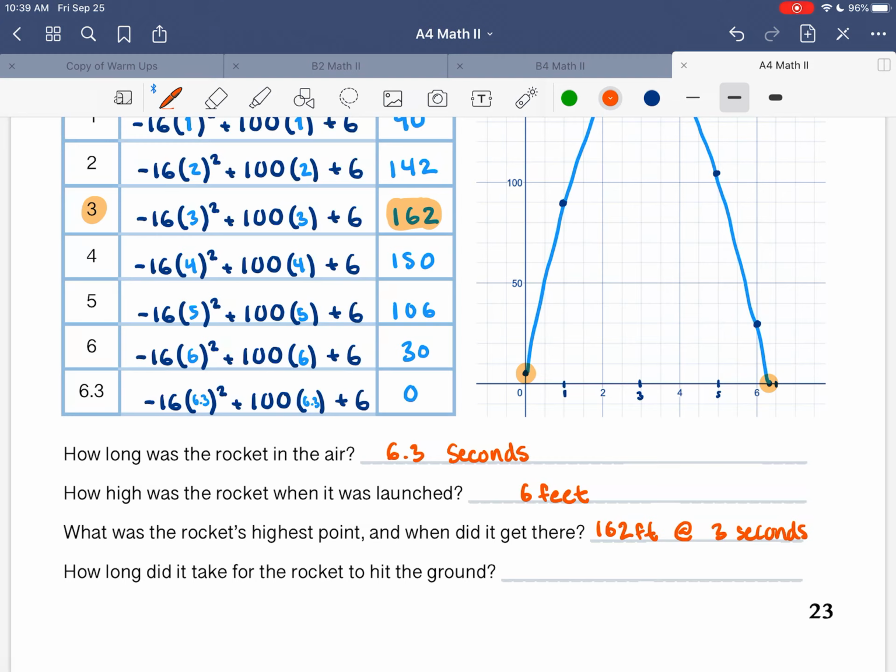And then how long did it take for the rocket to hit the ground? So this is kind of a repeat question, because how long was the rocket in the air and how long did it take for the rocket to hit the ground are kind of the same question. So again, it was in the air for 6.3 seconds, so it took that long to hit the ground. Again, we're rounding a little because our math isn't a perfect model. It's a good model, but not a perfect one.